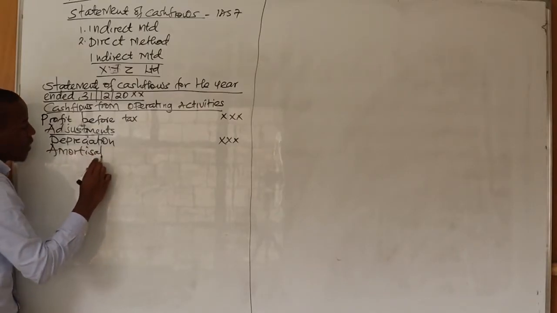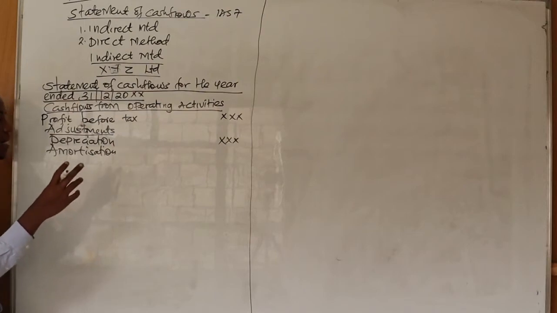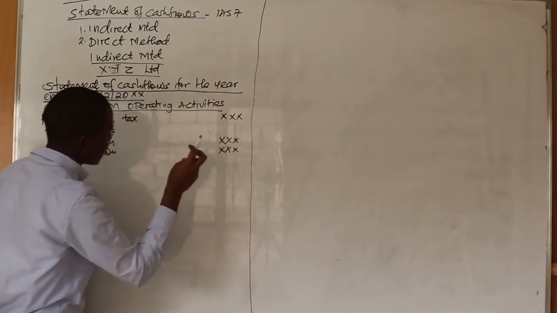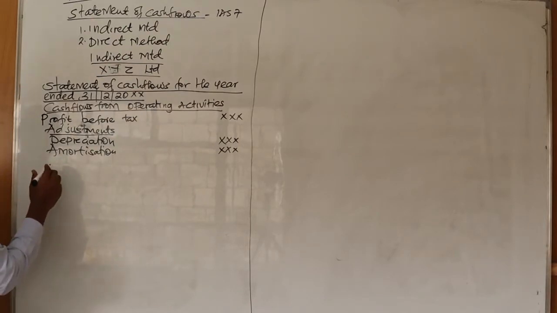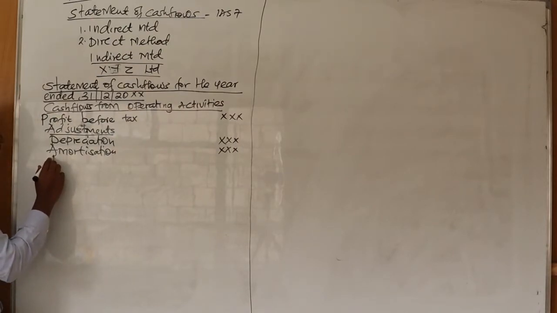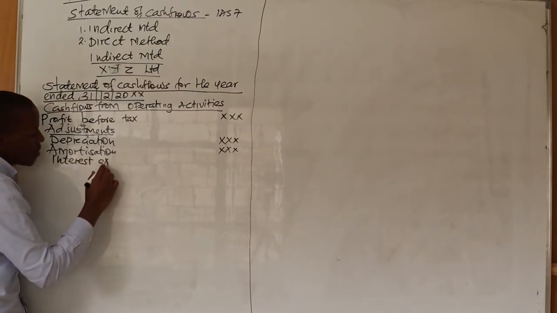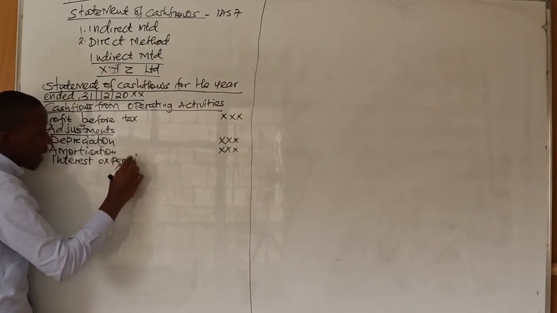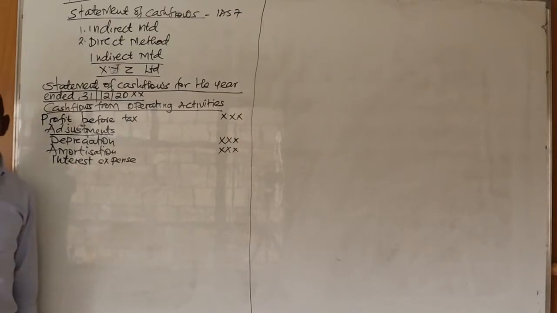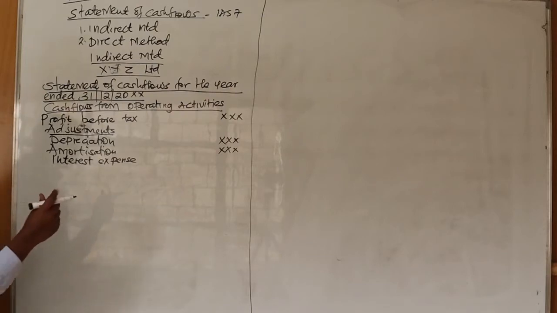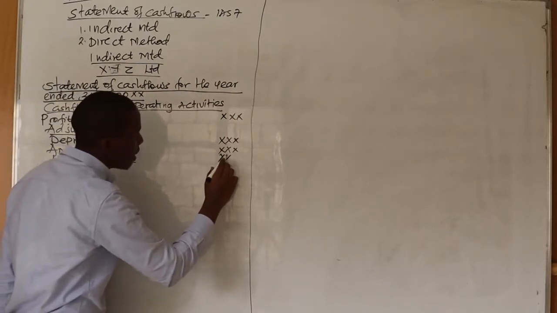Amortization is the loss of value of intangible assets like goodwill. So in that case, you will have that. Then again, we'll also have the interest expenses. Now, the interest expense, remember, is incurred on the debentures, which in this case is part of the financing. So in this case, you will have to add it here.